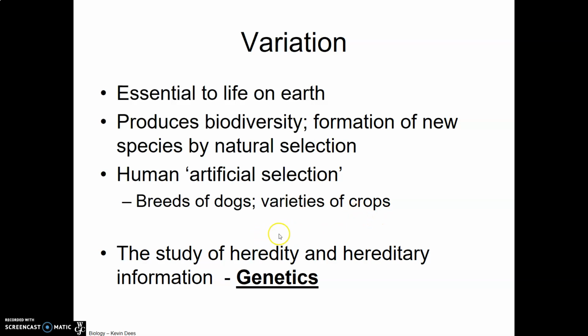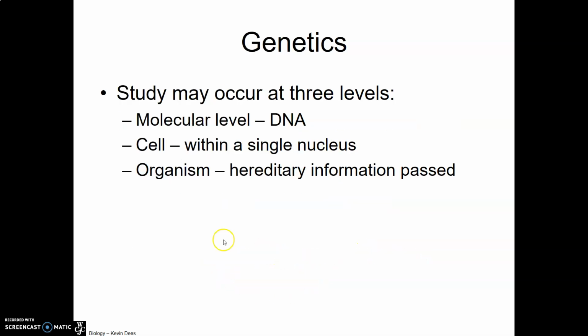And so in this unit, we're going to be studying heredity and hereditary information. And this is basically the field of genetics. Now, we can look at genetics at three different levels. We can look at genetics at the molecular level, literally the molecules of DNA, the sequences of bases, and so forth. We can look at genetics at a cellular level within a single nucleus and look at how the individual cells function using this genetic material, sort of the secret to life that we talked about earlier this semester.